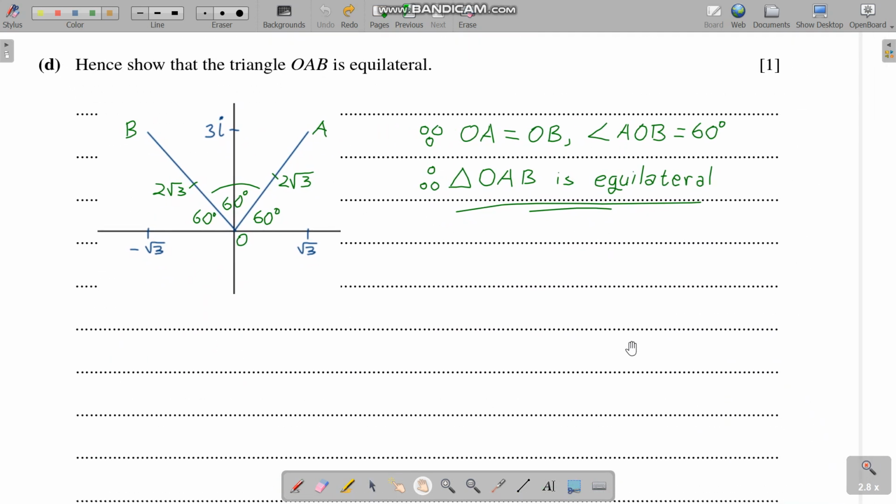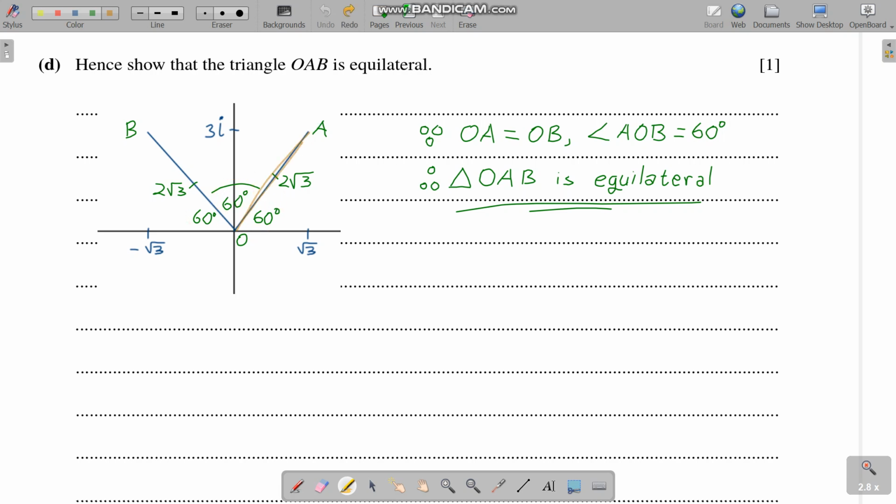Hence show that the triangle is equilateral. So equilateral means all the angles are 60 degrees or all the sides are the same length. So we already know that this is pi over 3, which is 60 degrees. This is also symmetrical, also pi over 3, 60 degrees. And to get this angle, we can just subtract. We have 180 minus 60 minus 60, so this must be 60 degrees.